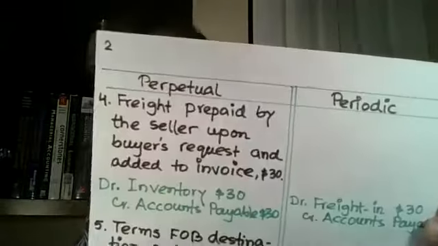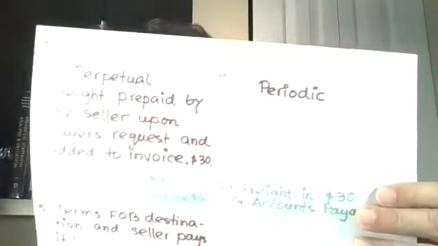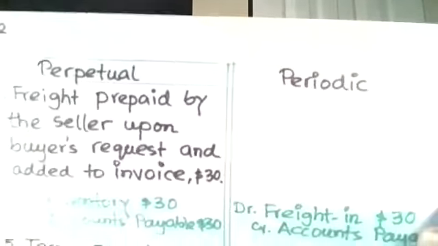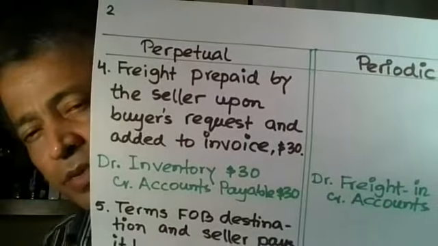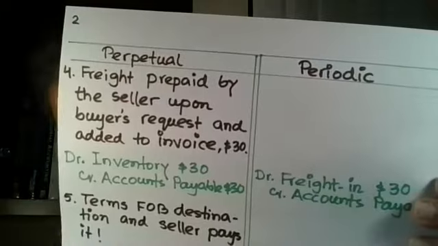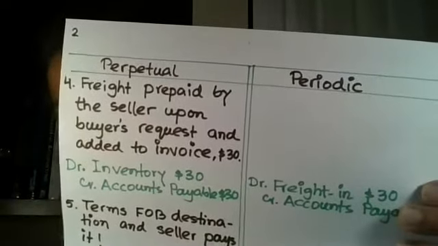Now, more on freight. Take a look at this. Here, freight is paid or prepaid by the seller. All right, so please read the transaction, read the details. It says freight is prepaid by the seller upon buyer's request and added to invoice, $30. In most of these end of chapter examples, exercises and problems, you're going to see that. Say we're buying something for $1,000, then the seller has prepaid our freight and has added it to the invoice.